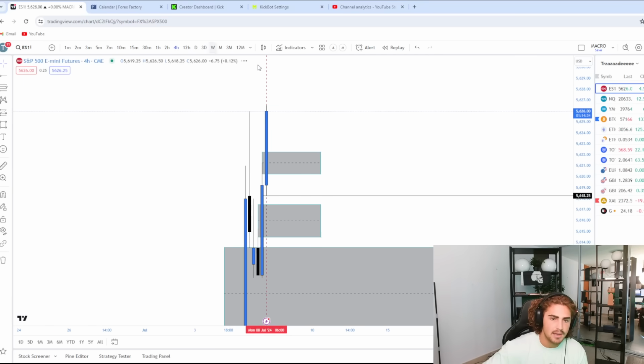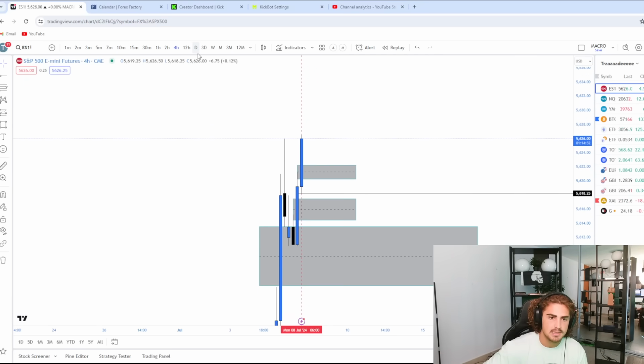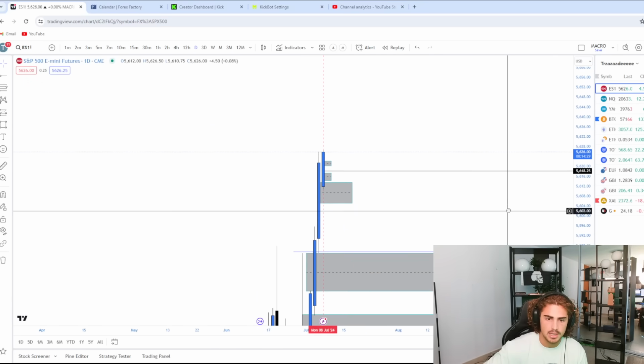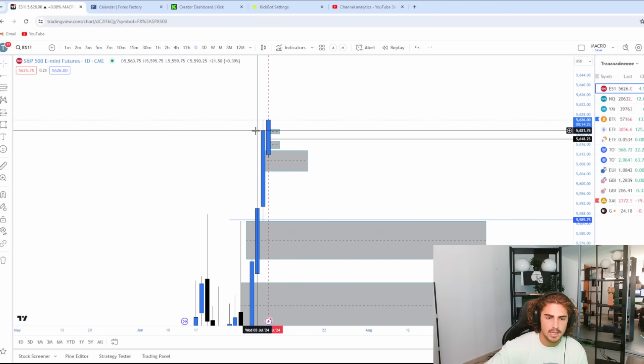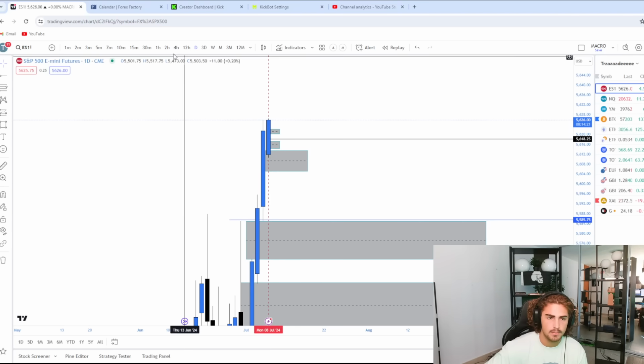I looked at the high time frames. Okay, I saw that we have our weekly analysis. We had a new day and new week opening gap that just got filled. Okay, we pushed up to fill it.